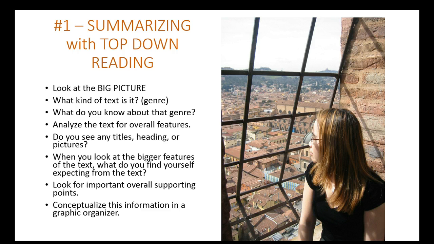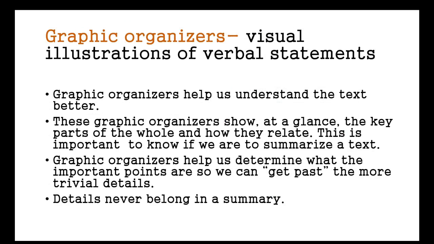What kind of text is this? What do you know about that genre? What are the overall features, titles, headings, pictures? What do you find yourself expecting from the text? Look for important overall supporting points and conceptualize this information in a graphic organizer, which is a visual illustration of a verbal statement. They help you understand the text better and they show you the key parts of the whole. And they help you get past trivial details because details never belong in a summary.